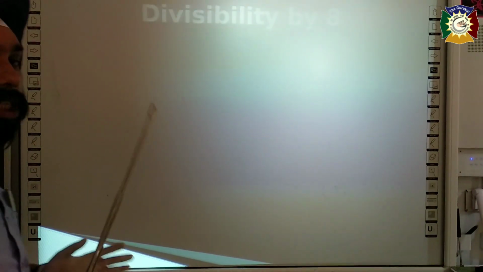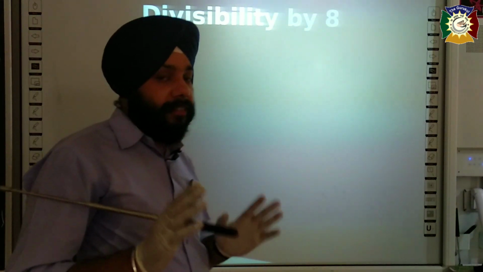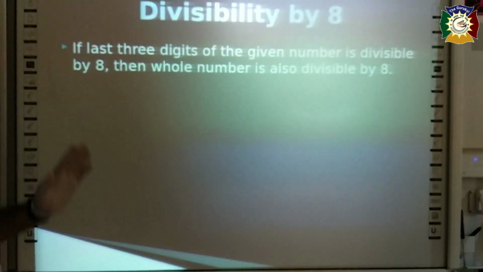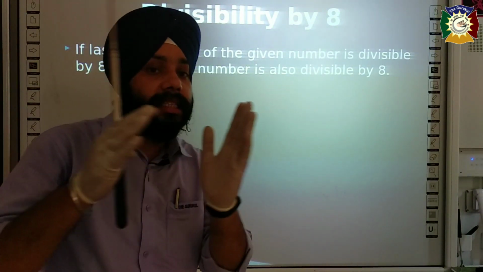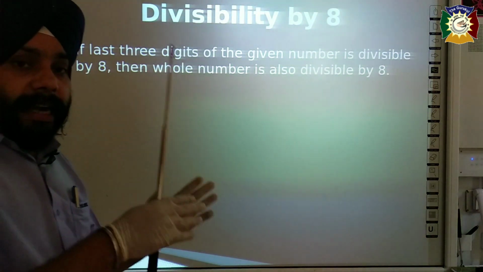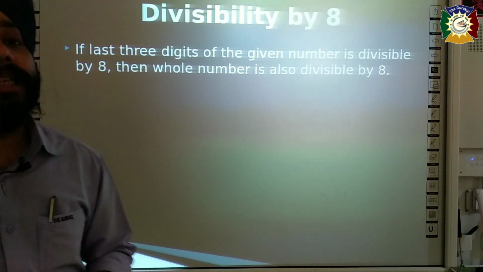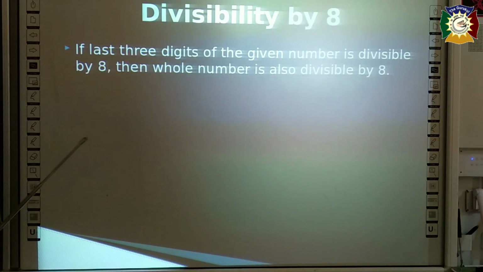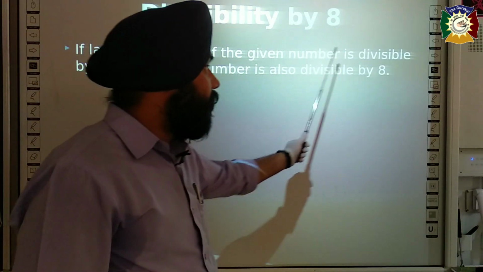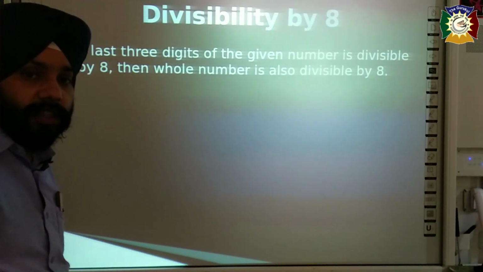Now after that, the next divisibility rule, the rule of 8. As in divisibility by 4 we check the last 2 digits, in divisibility by 8 we have to check the last 3 digits, that is the ones, tens and hundreds place values. If the last 3 digits are divisible by 8, then we can say the whole number is also divisible by 8. So I write here: if the last 3 digits of the given number are divisible by 8, then the whole number is also divisible by 8.